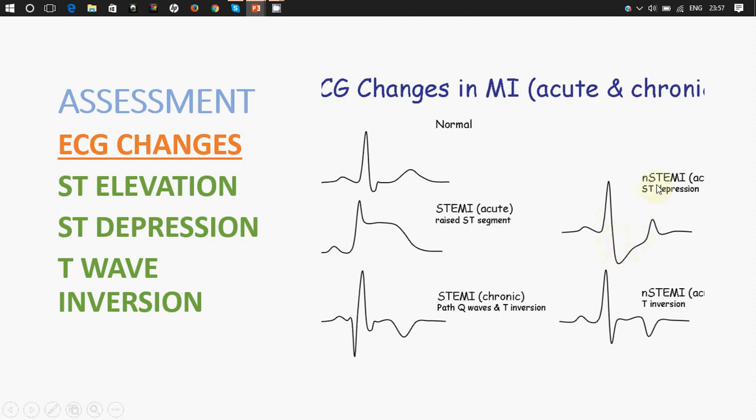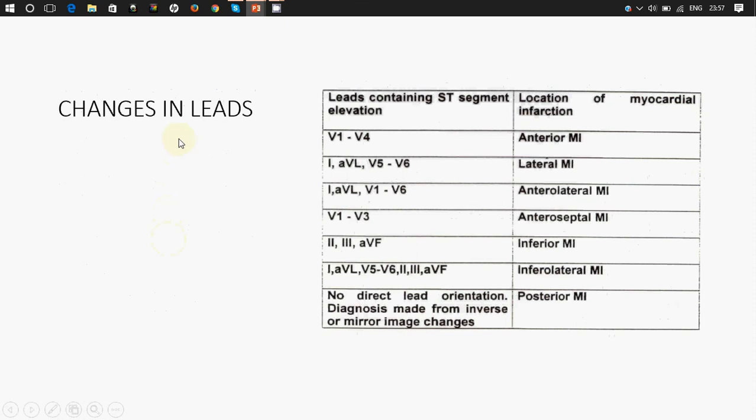This is called NSTEMI, meaning non-ST elevation MI. In this also you can see T wave inversion. So the basic changes are ST elevation, ST depression or T wave inversion. Look for all these three changes, then you can diagnose an MI. Then in different leads you can see the ST segment elevation. Depending upon the leads you can identify the location.